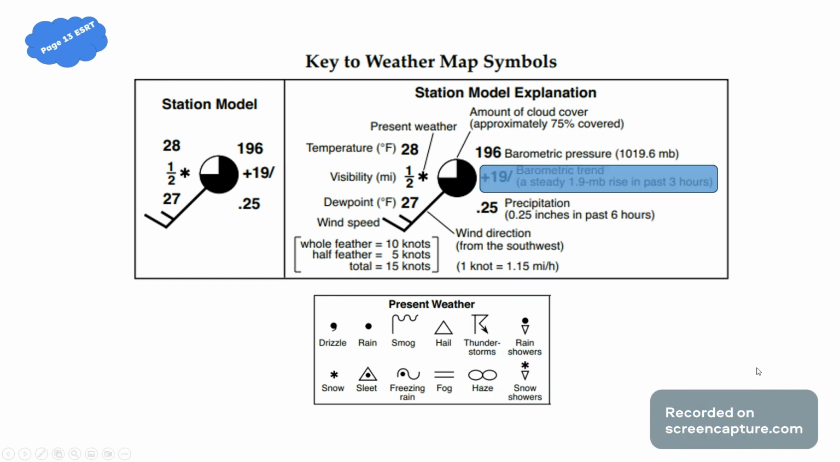In addition to the barometric pressure, we have our barometric trend, which tells us if the air pressure is increasing or decreasing. The little plus sign stands for an increase in pressure over the last 3 hours. If there's a decrease in pressure, it would be a negative sign. Our 19 right here stands for a 1.9 millibar rise in the past 3 hours. So you're going to have to add a decimal place to get the true number that this 19 is trying to represent. And this slash stands for a steady rise. So it is increasing at a steady or consistent pace.